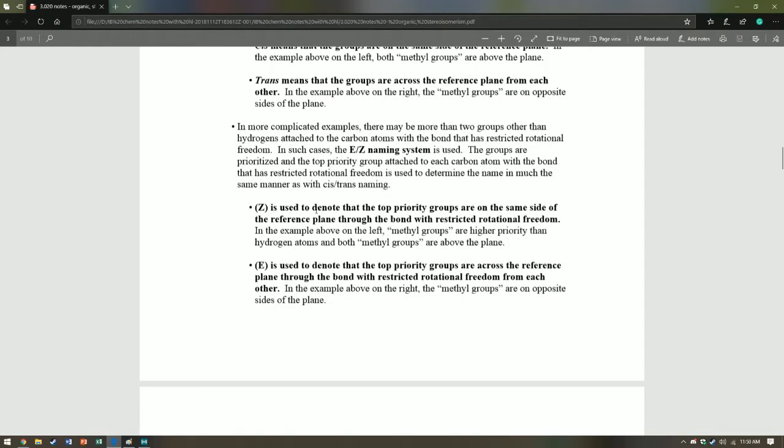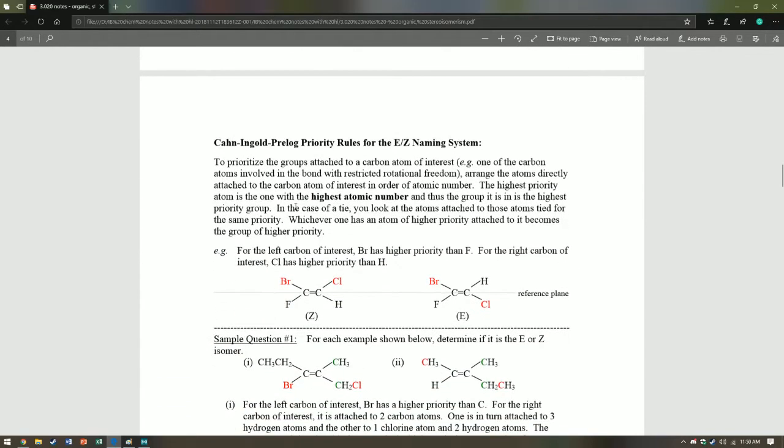Z is used to denote that the two highest priority groups are on the same side of the plane, and E is the two highest priority groups on opposite sides. Now, how do you determine priority? You use the Cahn-Ingold-Prelog priority rules, however you pronounce that.